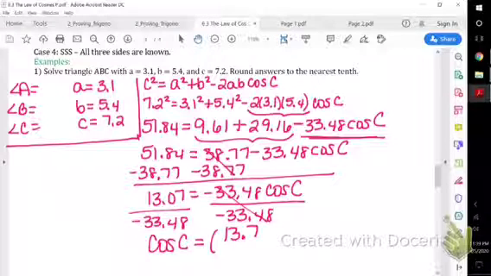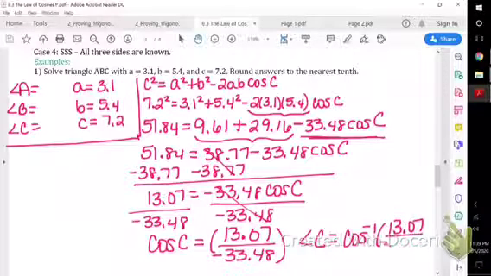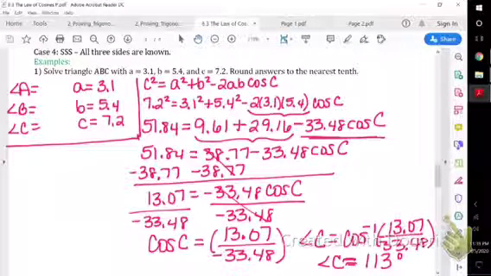Now, if you wanted to put it in your calculator and clean it up a little bit, you can, but I would take it out several decimal places, okay? So I'm just going to leave it exact for right now. And then remember, when you're after an angle, you're going to have to take the inverse. And so to find angle C, we're going to take the inverse cosine of 13.07 over negative 33.48. And so we get that angle C is approximately 113 degrees. So I'm going to plug that in up here.